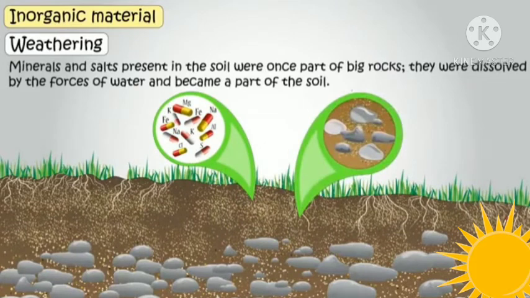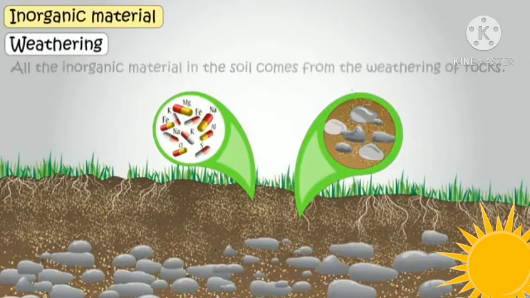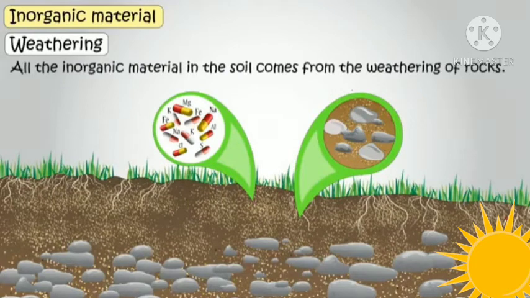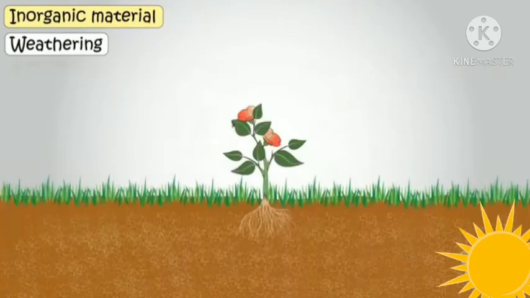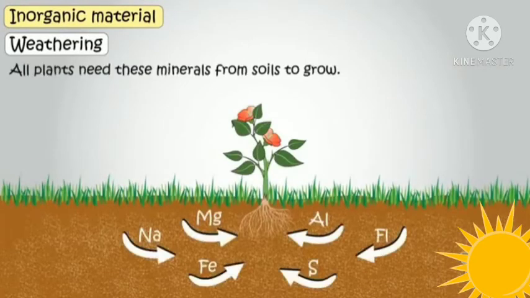Minerals and salts present in the soil were once a part of big rocks. They were dissolved by the forces of water and became a part of the soil. All the inorganic material in the soil comes from the weathering of rocks. All plants need these minerals from the soil to grow.